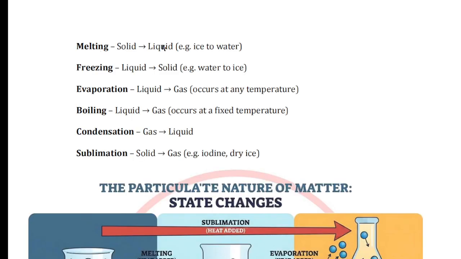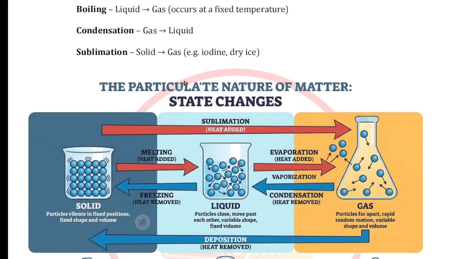Melting, solid to liquid. I'll just explain this using this diagram here. Yes, this is a good diagram, guys.